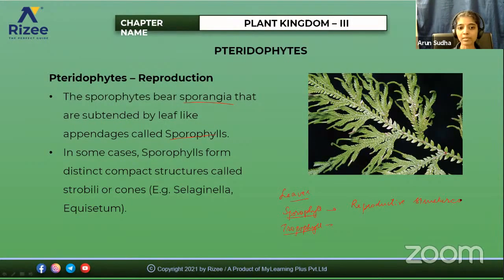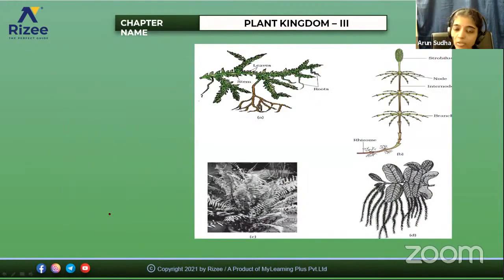So the sporophytes bear sporangia that are subtended by the leaf-like appendages called sporophylls. In these leaf-like structures, the sporophylls, they contain the reproductive structures. In some cases, sporophylls form distinct compact structures called strobili or cones. So there will be leaves, and at the tip of the stem, instead of leaves, they are modified into structures called strobili or cones. Examples of plants with cones or strobili are Selaginella and Equisetum. They contain cones.